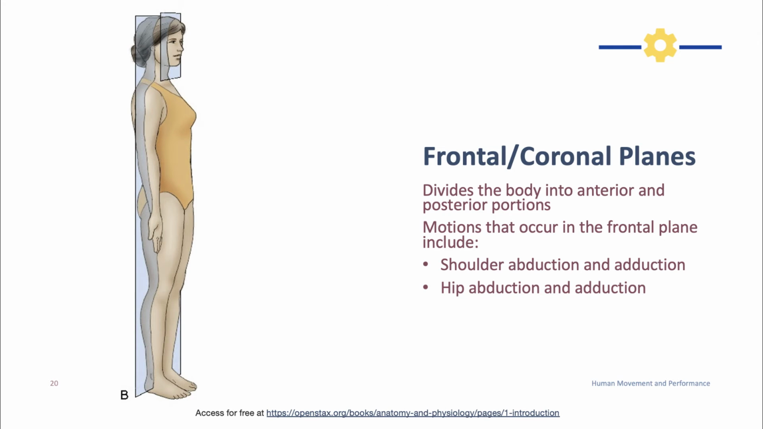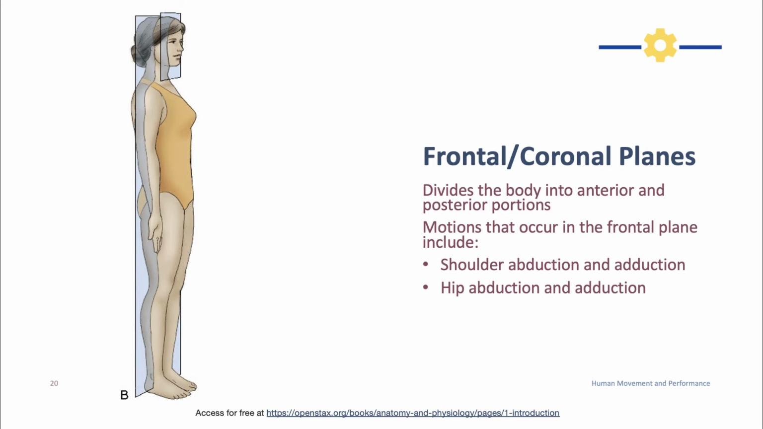The frontal plane often is also called the coronal plane. Unfortunately, it's one of those things you need to know both of them, because some books will refer to it as frontal plane motion, some as coronal plane motion. But the frontal or coronal plane divides the body into anterior and posterior portions.